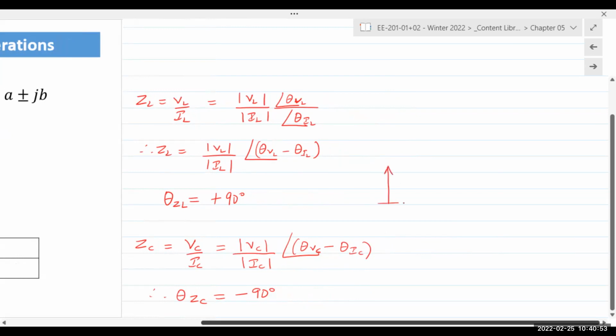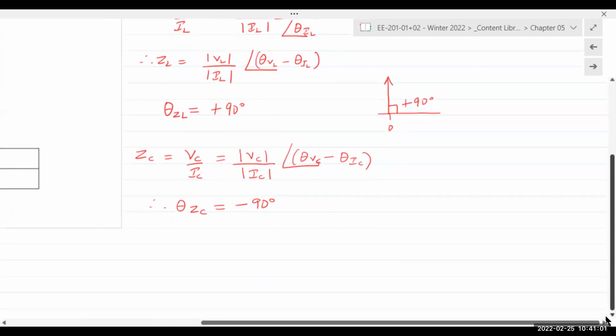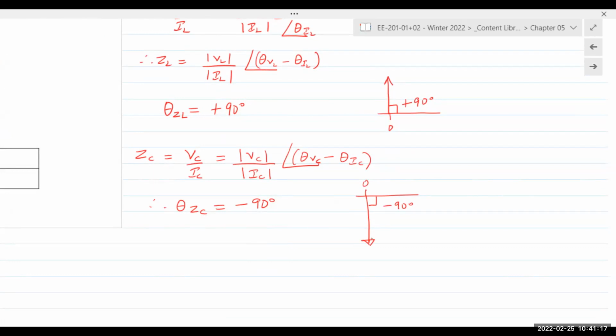will be pointing straight up. If this is 0, 0, plus 90 points straight up. And minus 90 points straight down. Hence minus j. It's on the negative imaginary axis. Does that make sense now?